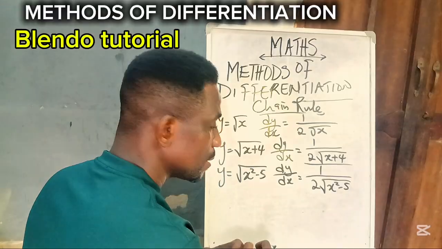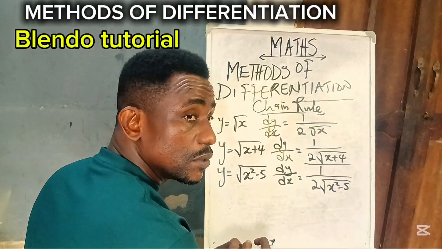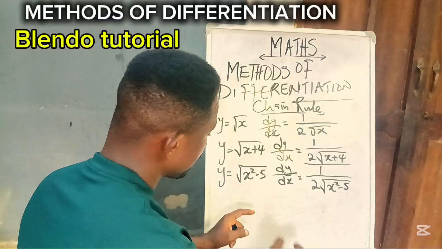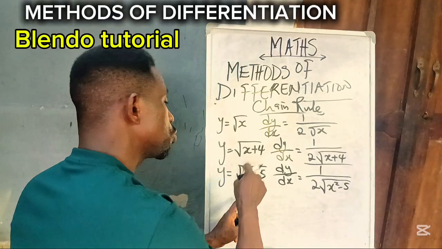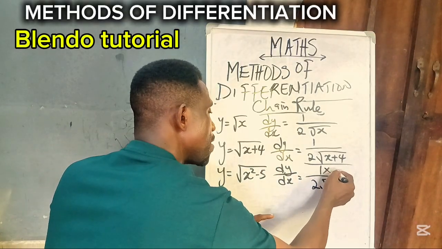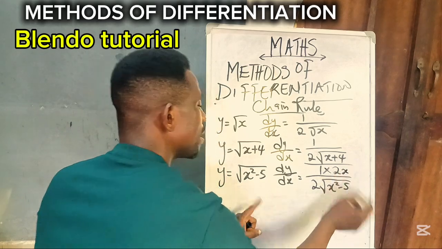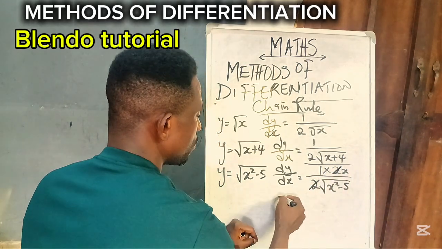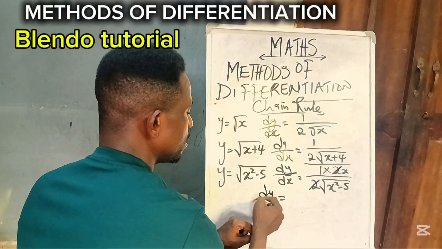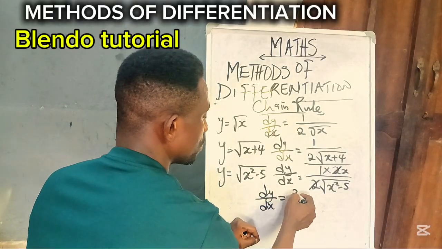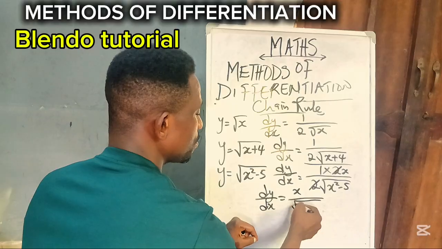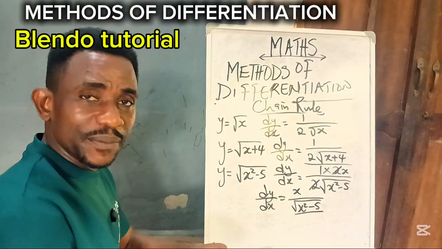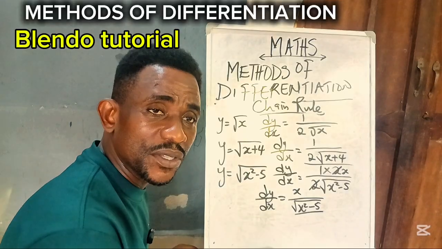Differentiate x squared, you have 2x. Differentiate x squared minus 5, you have 0 for the 5. So 2x, you place it at the numerator, and that is the answer. This cancels out this. So your final answer for this question, dy/dx, is equal to x over square root of x squared minus 5. And life is easy. And who says mathematics is difficult?